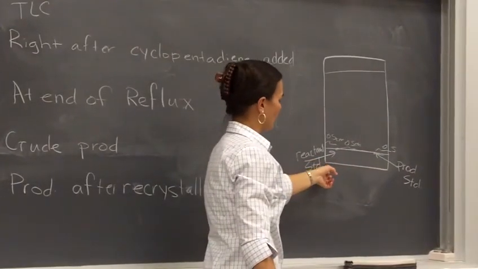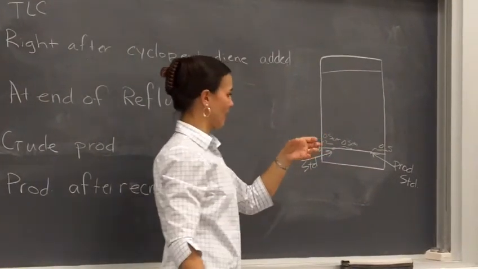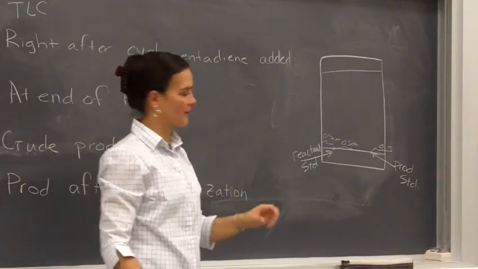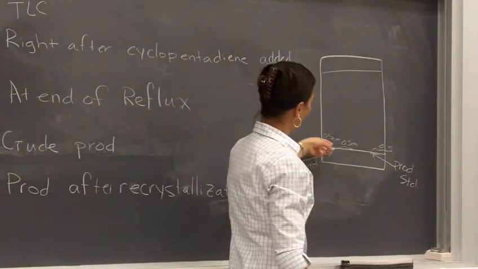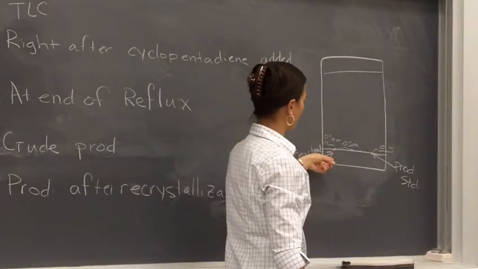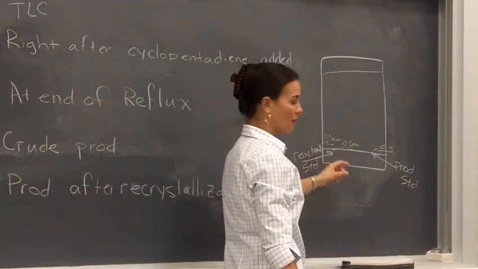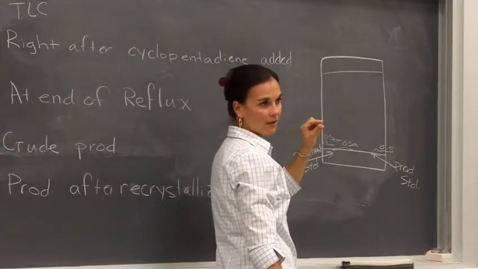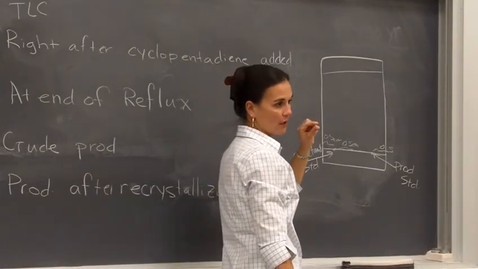And then when you're getting your developing chamber together, you don't want so much solvent that you're above this line when you put it in the solvent. You want the solvent to start below that line, okay? So put like 1/2 centimeter or so of solvent in there. Don't put too much solvent in it.